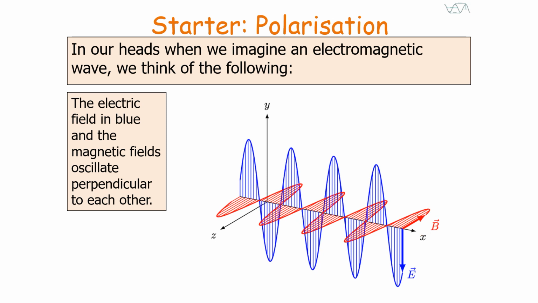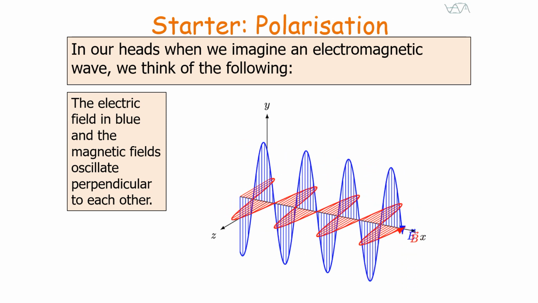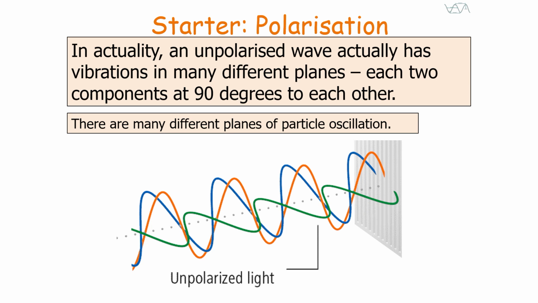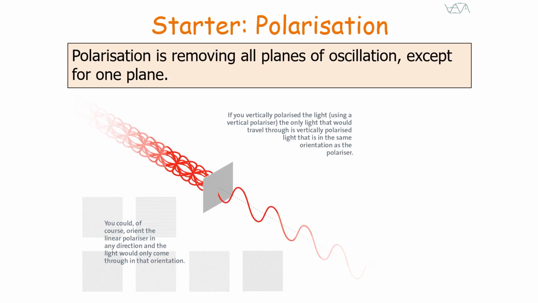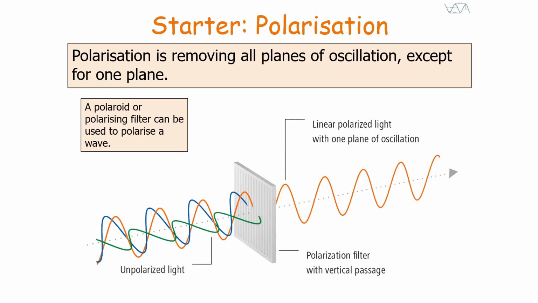Now in our heads, when we imagine an electromagnetic wave, we think of the following. However, in reality, an unpolarized wave actually has vibrations in many different planes, each with two components at 90 degrees to each other. So there are many different planes of particle oscillation. Now, polarization is removing all planes of oscillation except for one plane. So a polarized wave is a wave that oscillates in one direction only.